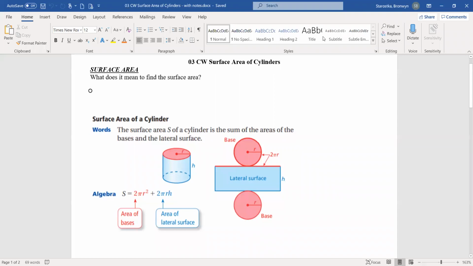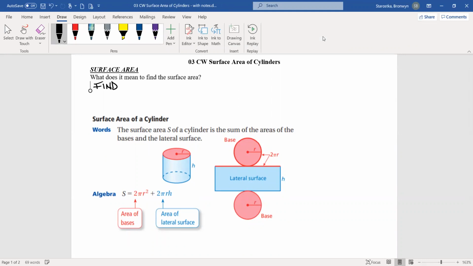When we find surface area, we want to find the total outside area of a three-dimensional shape. And that outside area could be made up of polygons or circles or other kinds of shapes.